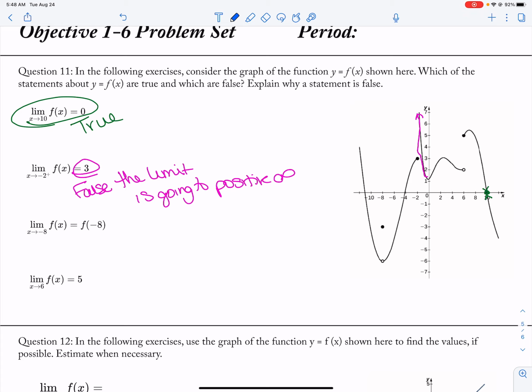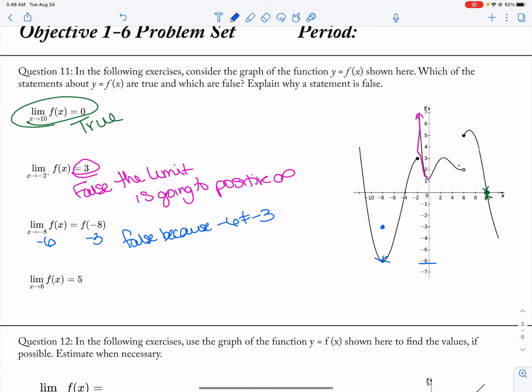And then this next one, the limit at -8. So here the limit at -8, from the left and from the right, is going to -6. So the overall limit is -6, but it is an open circle, and f of -8 is -3. So this is false because, the obvious thing is that -6 is not equal to -3.